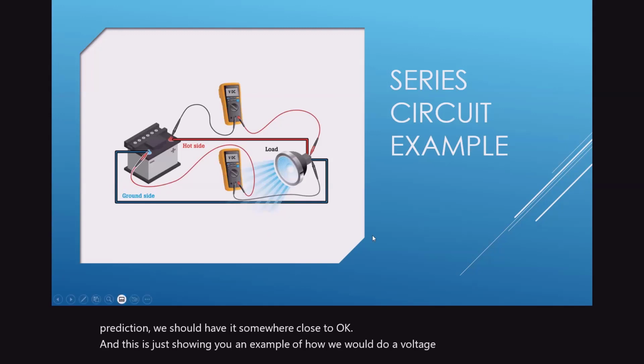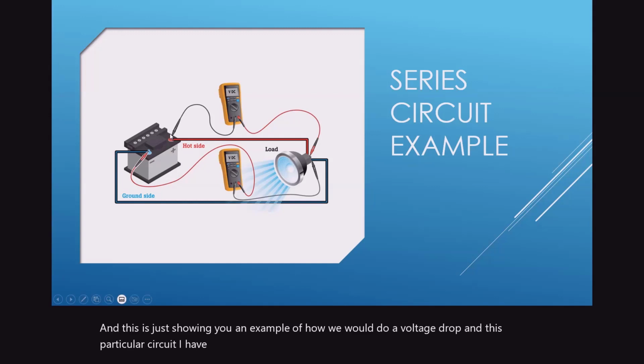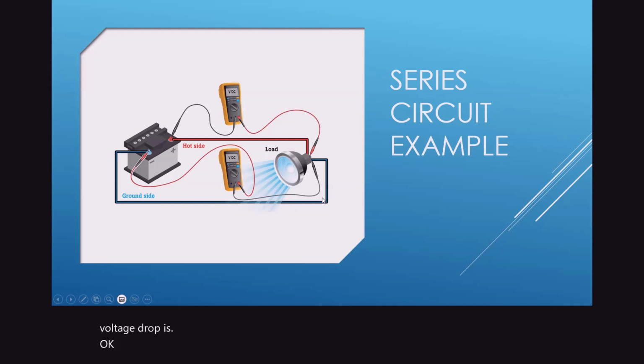In this particular circuit, I have a voltmeter, and I'm going through and checking to see where my voltage drop is. Okay, this is just showing a voltage drop.